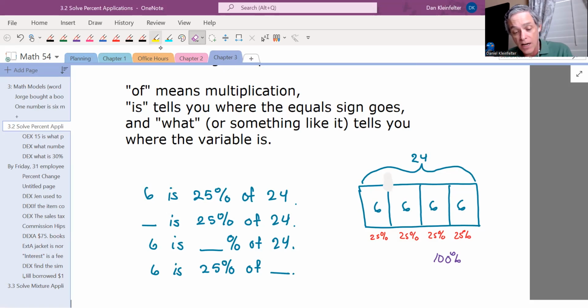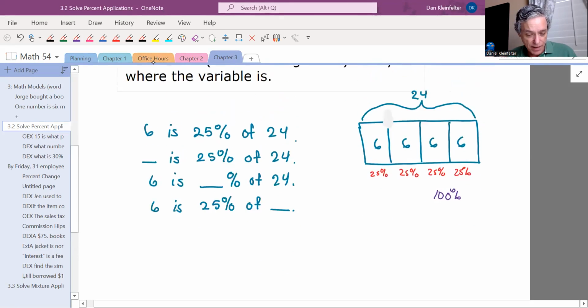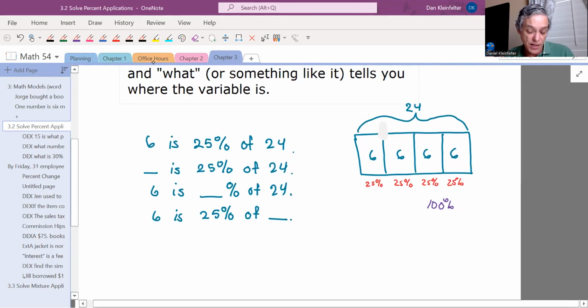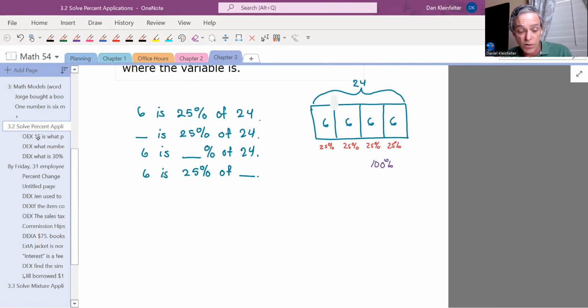So for example, here we may want to know what is 25% of 24. We may say 6 is what percent of 24, or 6 is 25% of how much, or 25% of what number. So in the first case, you don't know the part, but you know the percentage and the whole. In the second problem, you know the part and the whole, but not the percentage that relates the two. And in the last one, you know the part and the percent, but not the whole. Keeping that in mind and how the keywords translate will help us figure out how to solve these sorts of problems.